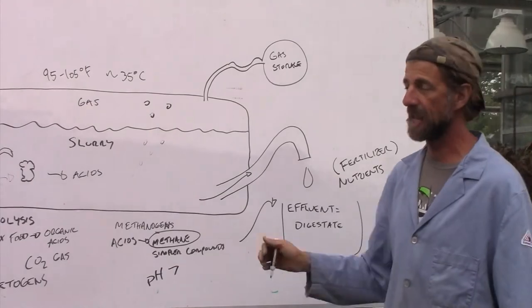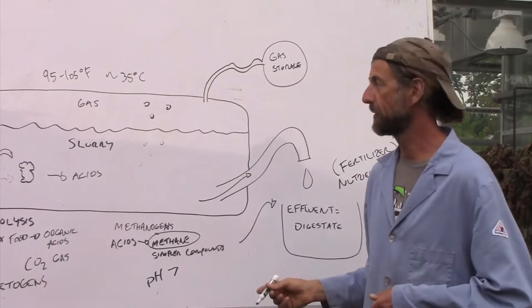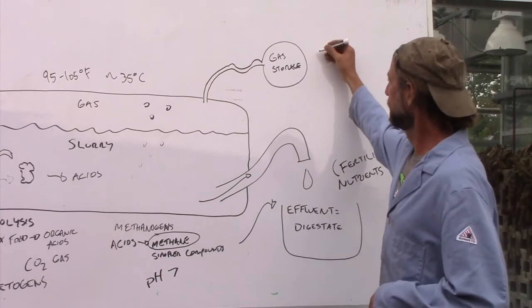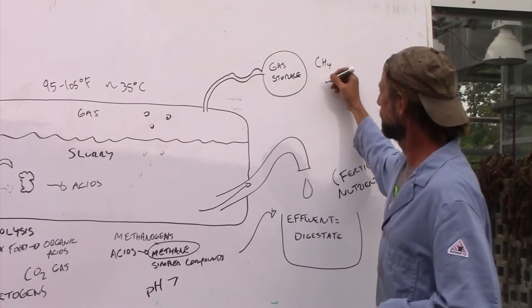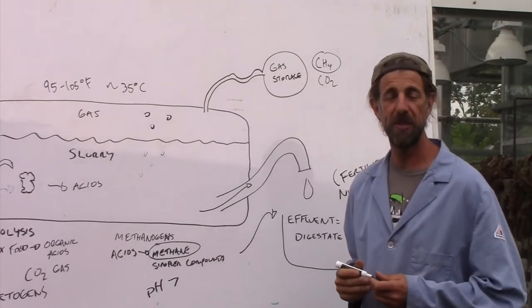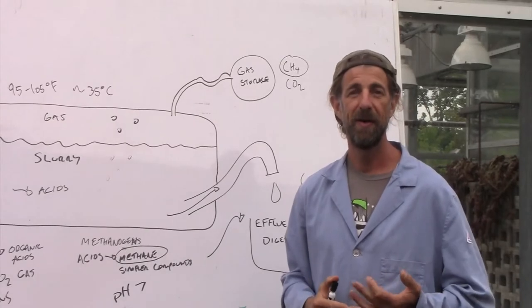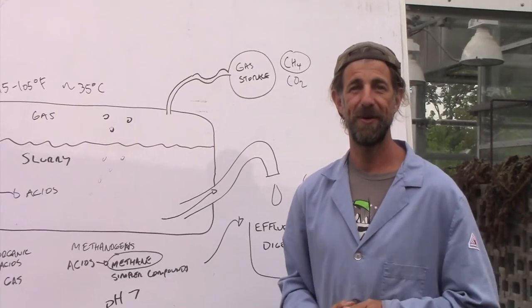Well, the energy that came in with our original feedstock, that's going to go out as the biogas. Okay, so gas storage. Remember, up here we've got CH4, our methane, and our CO2, and there's a lot of energy wrapped up in that CH4, so we can convert that into useful forms like heat for cooking, or electricity if we run it in an engine generator.